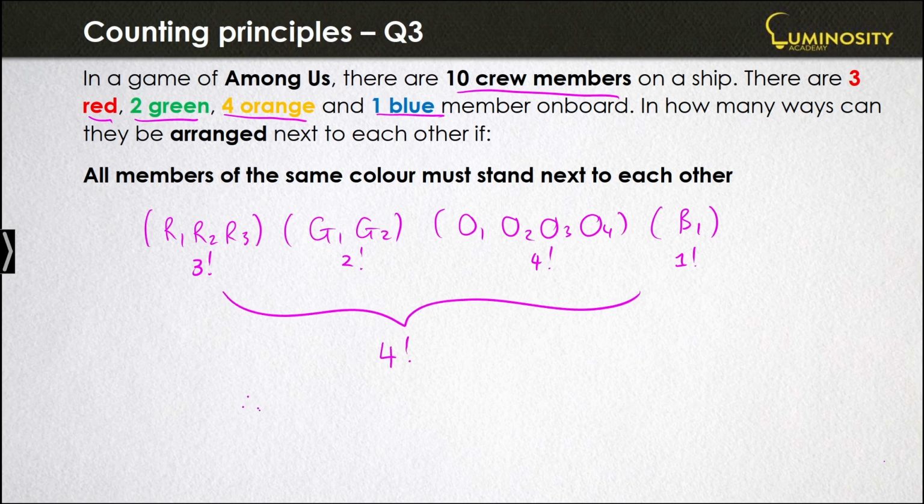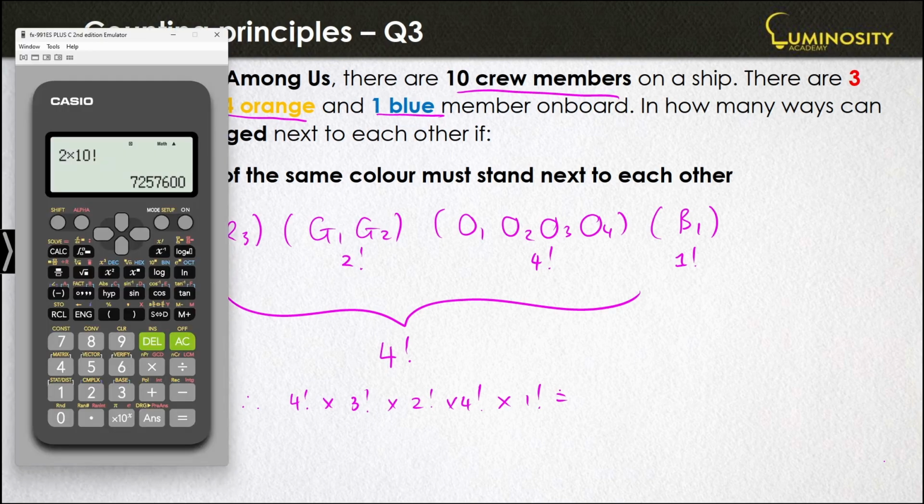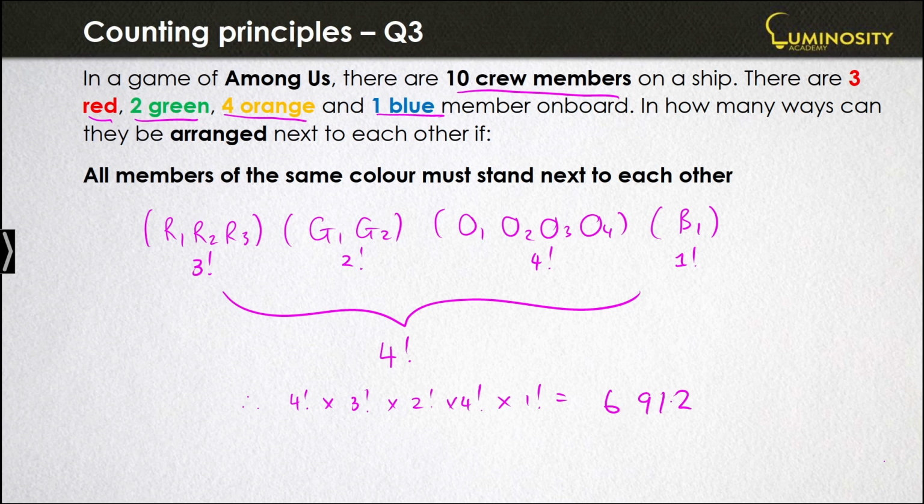So by the fundamental counting principle, there are 4 factorial times 3 factorial times 2 factorial times 4 factorial times 1 factorial ways. So if we pull up our calculator, let's check what that is. We have 4 factorial times 3 factorial times 2 factorial times 4 factorial. Okay, and then 1 factorial is just 1, but we can just write it there. And then that is 6,912 different ways that those 10 crew members can stand next to each other, such that all members of the same color are always standing next to each other.